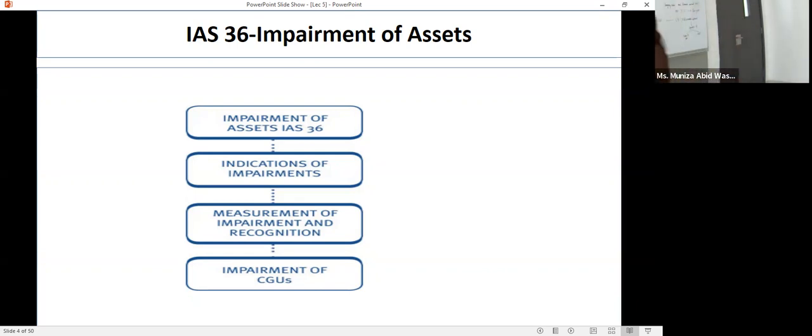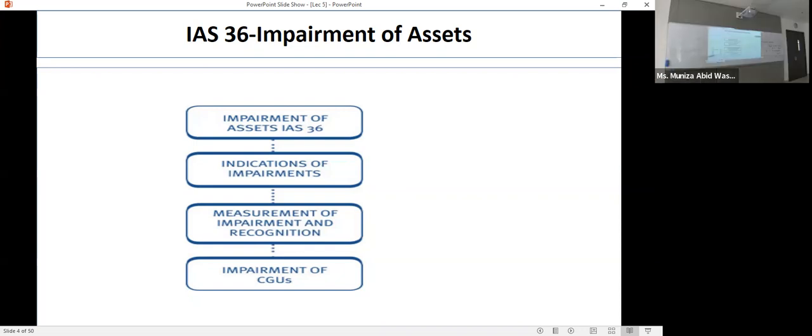In this chapter, we are going to learn about the impairment of assets, IAS 36. What is it? Indications of impairment. What are the different indicators which do tell us that impairment might occur? We are going to discuss the measurement of impairment and recognition. How do we measure impairment and how do we recognize it in our books of accounts? And in the last, we are going to discuss impairment of CGUs, cash generating units as well.